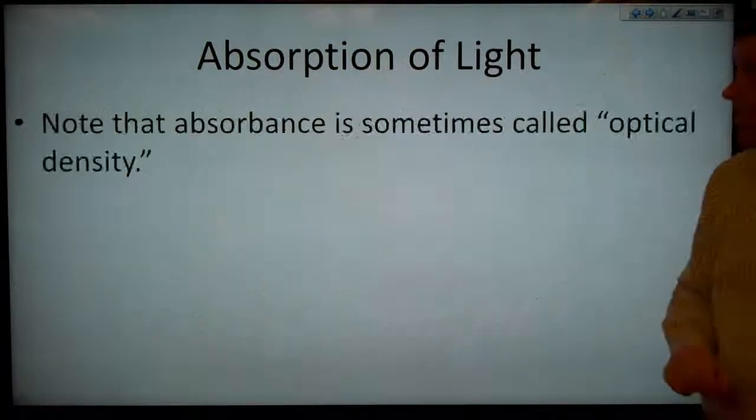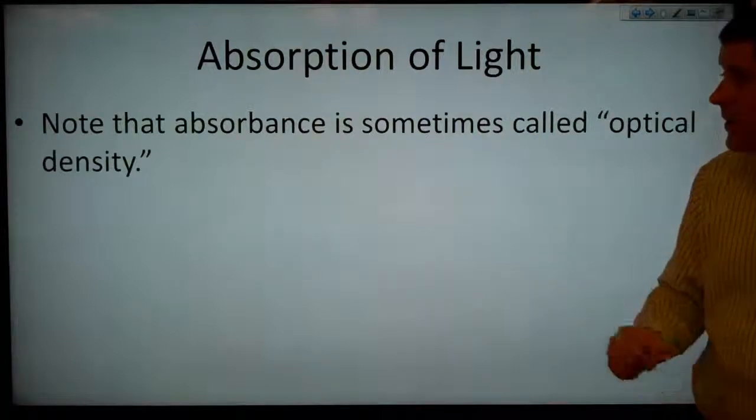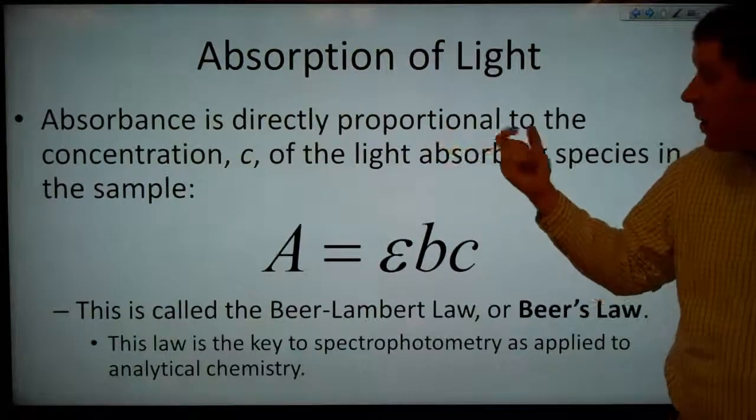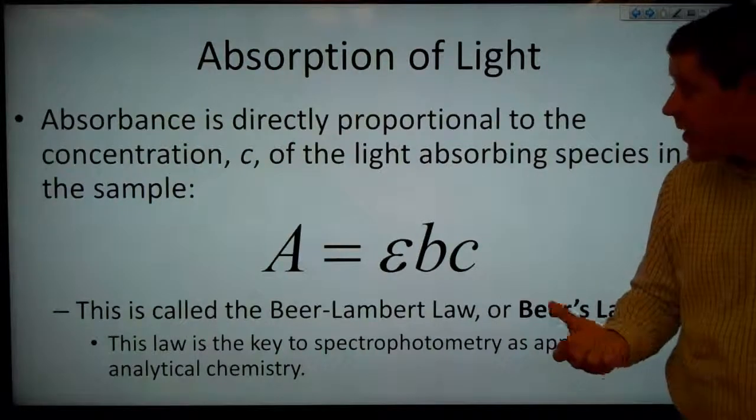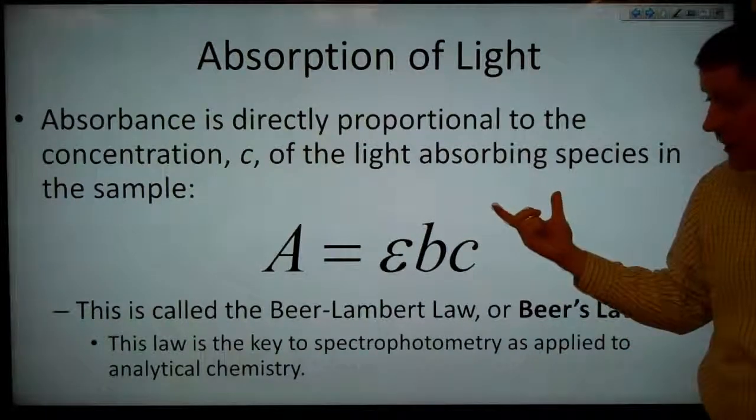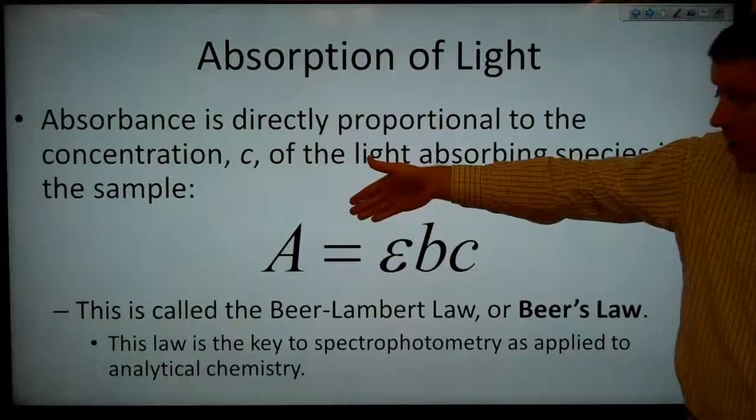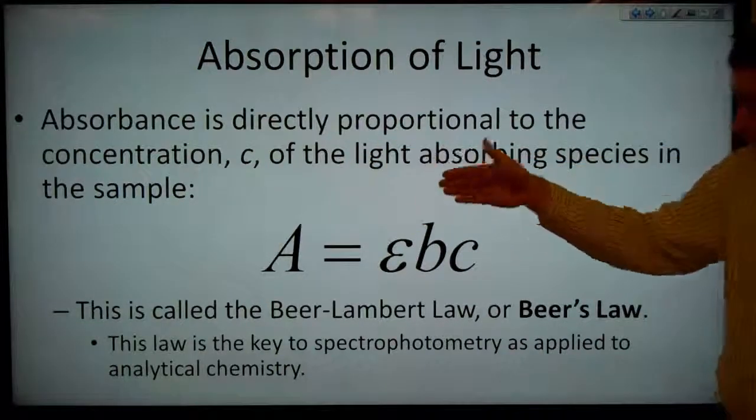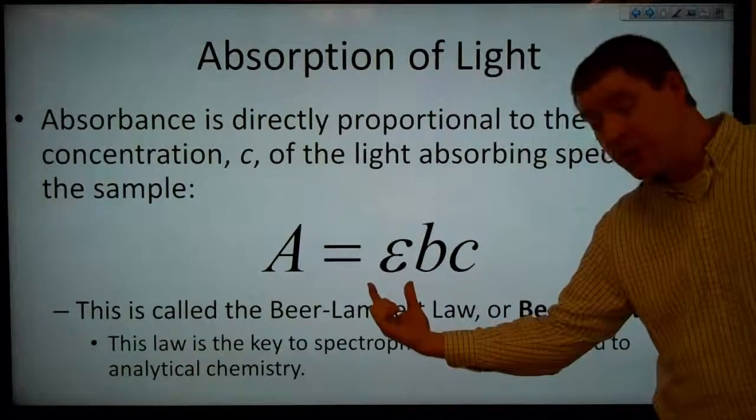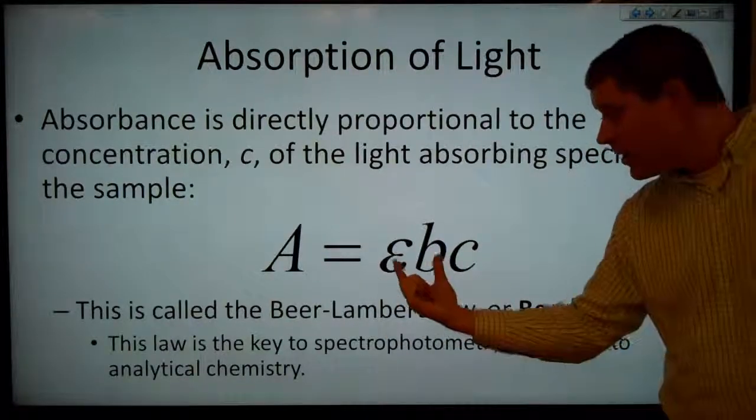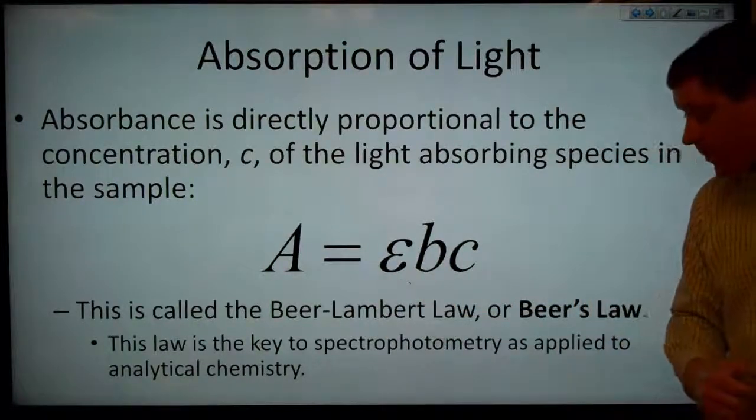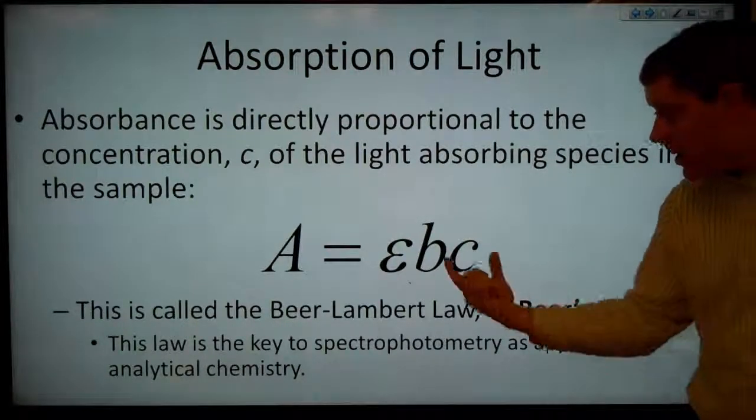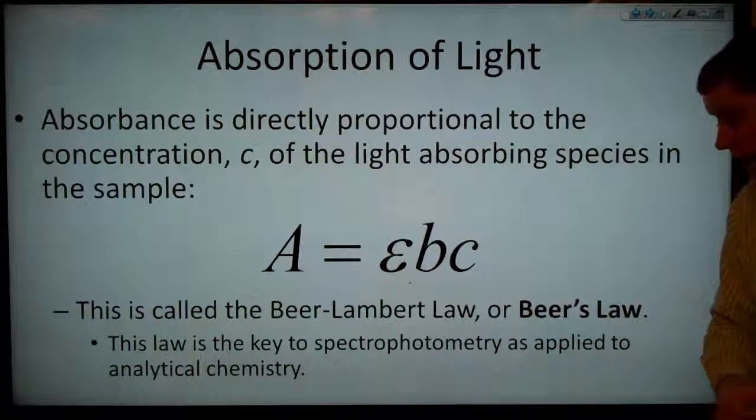2. So note that absorbance is sometimes called optical density, and the absorbance is directly proportional to the concentration C of the light-absorbing species in the sample. And so this is called the Beer-Lambert law, or Beer's law. So absorbance is equal to epsilon BC, where epsilon is the molar absorptivity of that light-absorbing species, B is the path length, and C is the concentration.